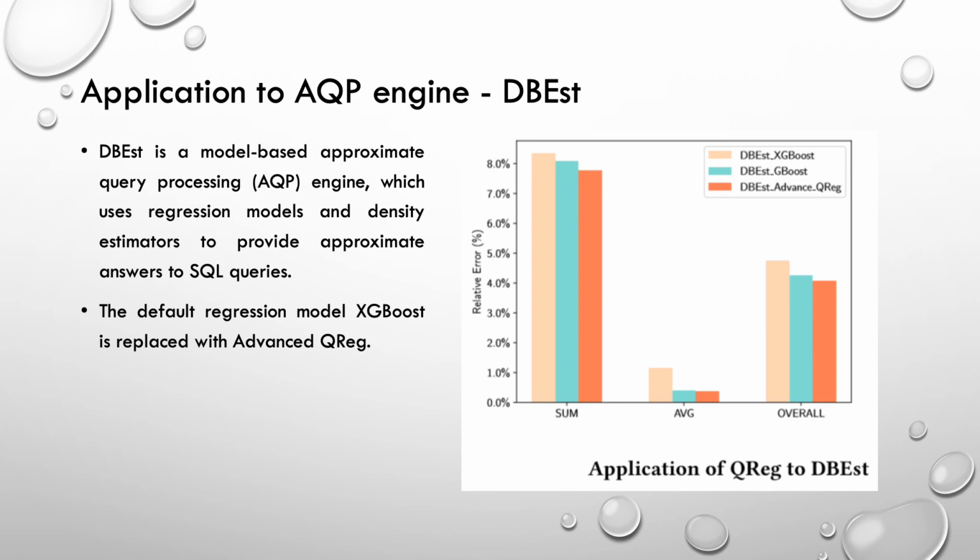For sum, the relative error using XGBoost or gradient boosting are 8.35% and 8.1%. However, if advanced QReg is used, the relative error drops to 7.7%. The overall error is also reduced using QReg.